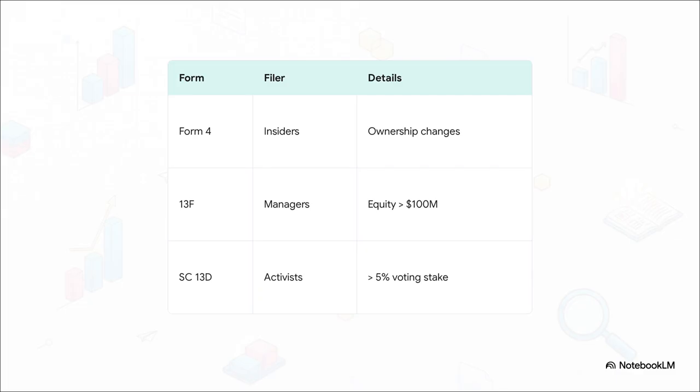Form 4 reveals changes in beneficial ownership by corporate insiders, and they have to file it within 2 business days. The 13F shows public equity holdings over $100 million for institutional managers. And the SC13D? That's the activist investor alarm. It gets filed the second someone acquires more than 5% of a company's voting securities.